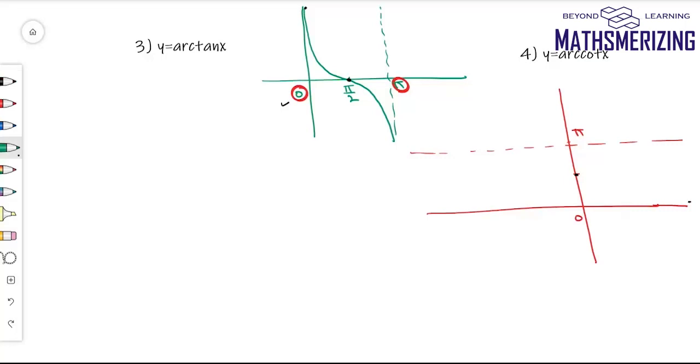And then at pi, it is minus infinity, so at minus infinity it will be plus pi. So if I draw this graph, it will look like this. So that is the graph of cot inverse of x.